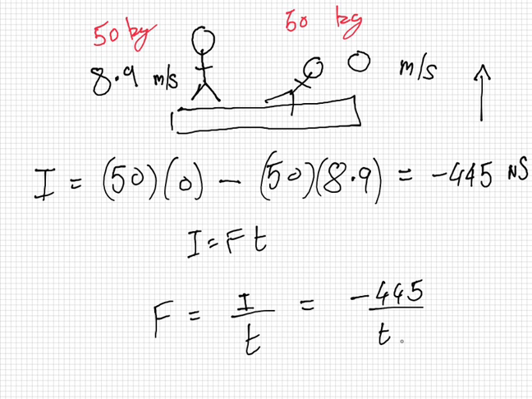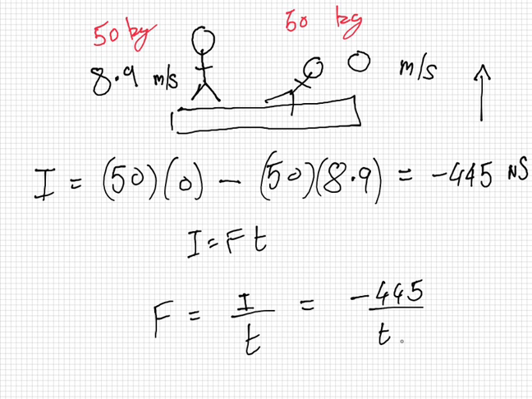Let's say the contact time is 1 second. So he lands and stops in 1 second. What's the force he feels on his legs? Minus 445. So it is like he feels 445 newtons going up against him. Goes against him, exactly right.